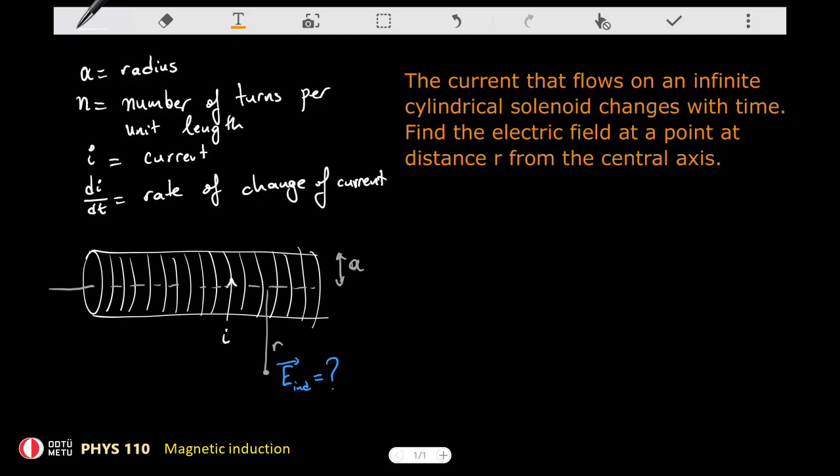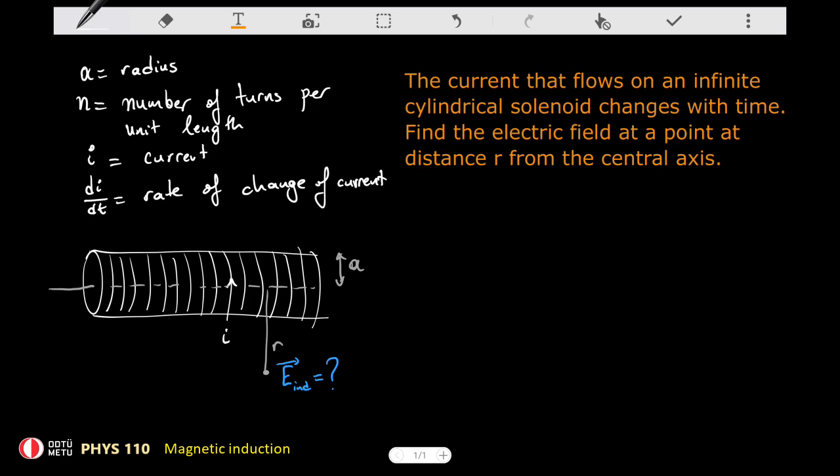We have an infinite solenoid, but the current that passes over the solenoid changes with time. So that means that the magnetic field that the solenoid produces also changes with time, which implies that there is an induced electric field around, and we would like to find the induced electric field. But in this problem there is symmetry, cylindrical symmetry, so that's crucial. Without the symmetry we cannot say much about the electric field at this level.